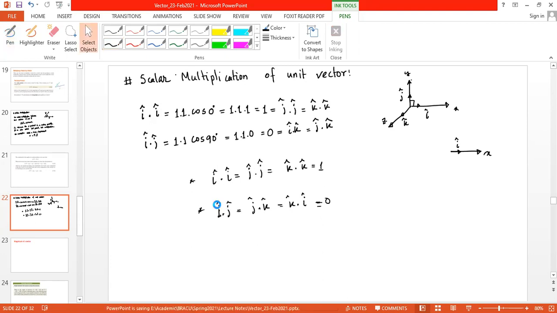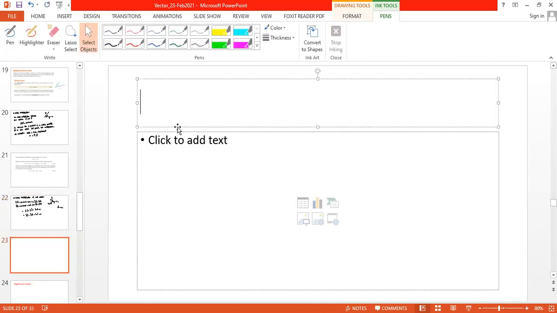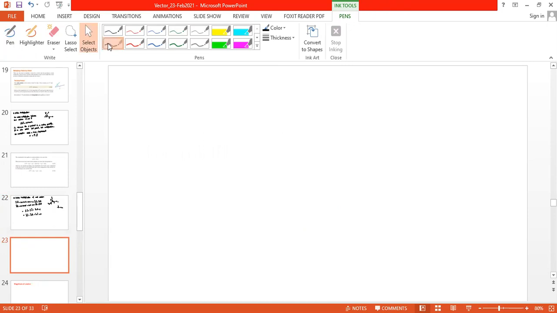Now we want to multiply two vectors in general, that is, a scalar multiplication of two vectors. Let's say I have two vectors.